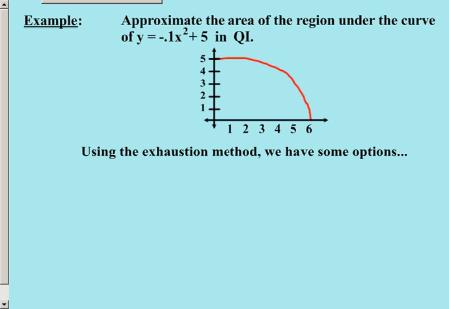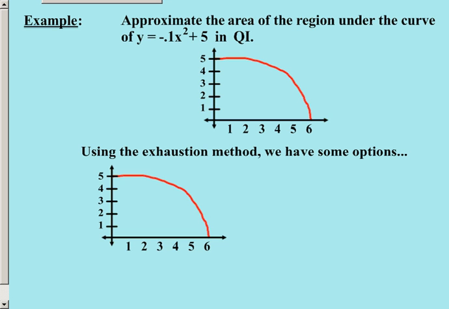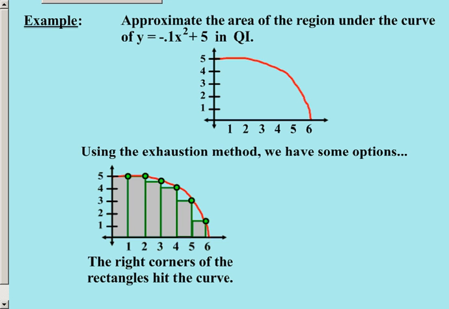Using the exhaustion method, there are some options that are available to us. What we could do is stay underneath the curve, which would basically mean making contact with the curve with our rectangles on the right-hand corners. But as we can easily see, the area is going to be undersized somewhat since the rectangles do not completely fill up the space underneath the curve.